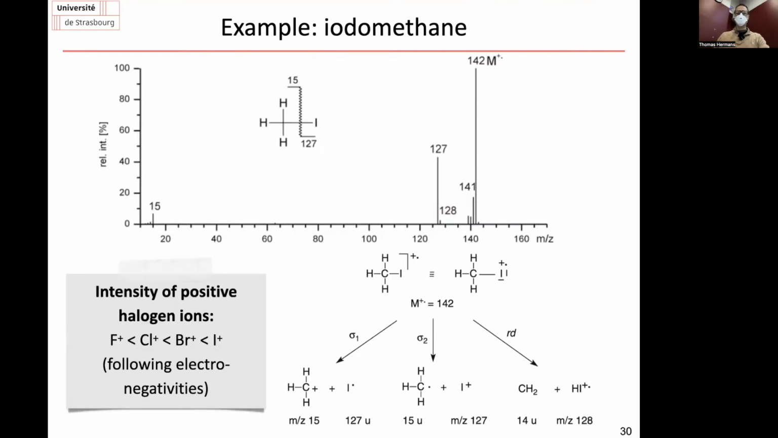Okay, so for the halogen ions, they also follow this electronegativity series. The intensity of these halogen ions will be lower when you go to more electronegative atoms because they are harder to ionize. So here iodine is very intense, so this fragment, 127, is a very intense peak in the mass spectrum.